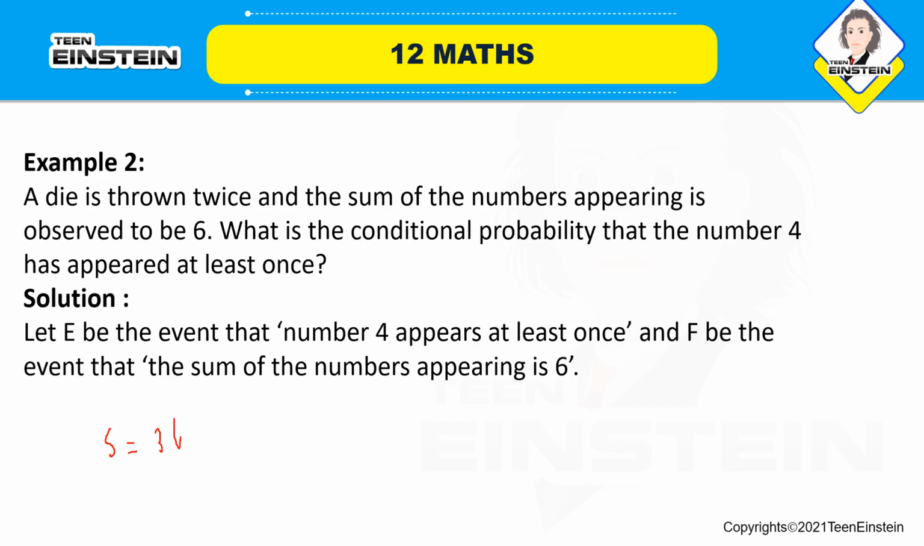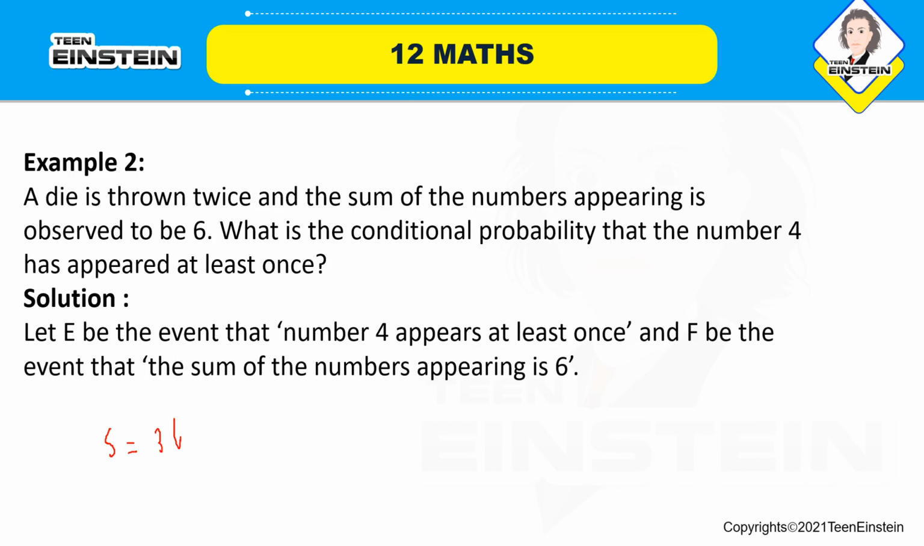So these two events are associated with the same sample space. Yes, S equal to collection of 1 1, 1 2, 1 3, etc., 1 6, 2 1, 2 2, etc., 2 6. Then it goes on up to 6 6. So there are 36 elements in S. So I am going to define those events. Let E be the event that number 4 appears at least once, and F be the event that the sum of the numbers appearing is 6.